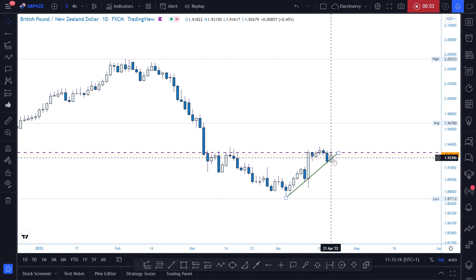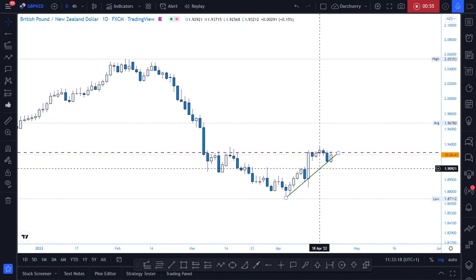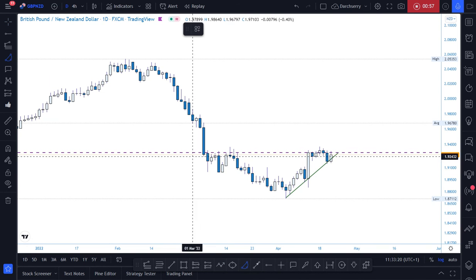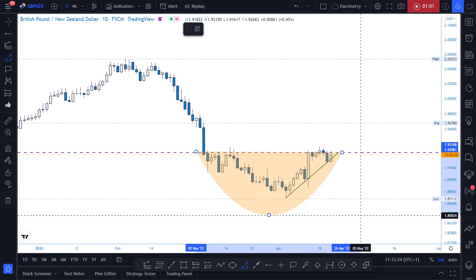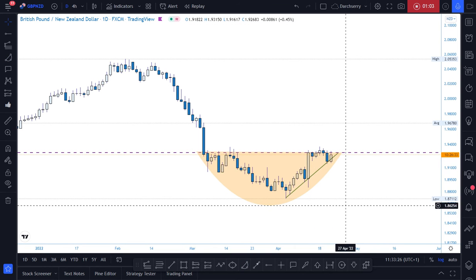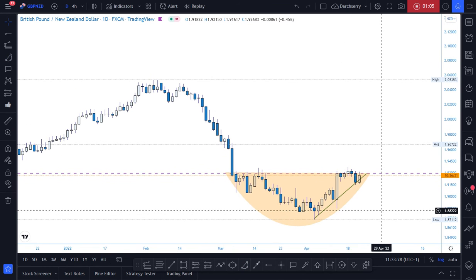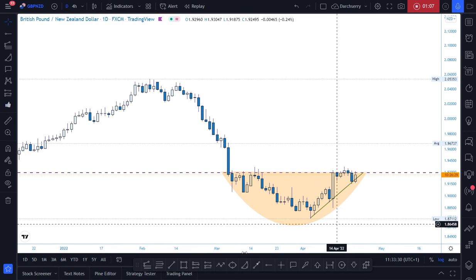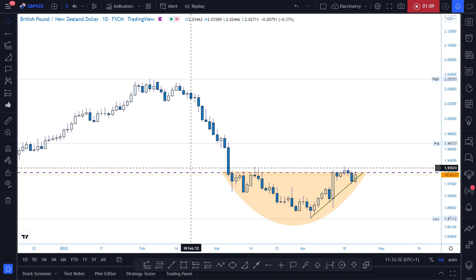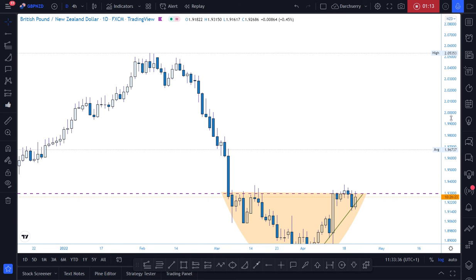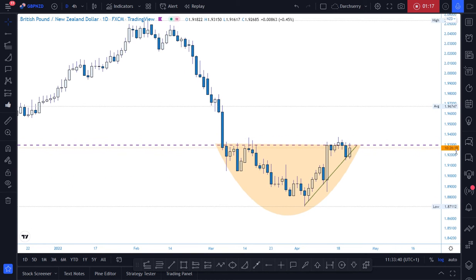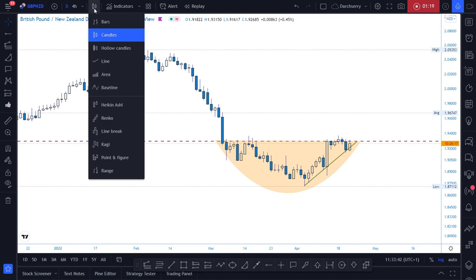At the same time, this area will also serve as the neckline of the reversal structure we have identified around this area. So this being said, the first thing we'll need to do is to identify a key level, which will definitely be at 1.92, 1.93, which is a very strong psychological level.